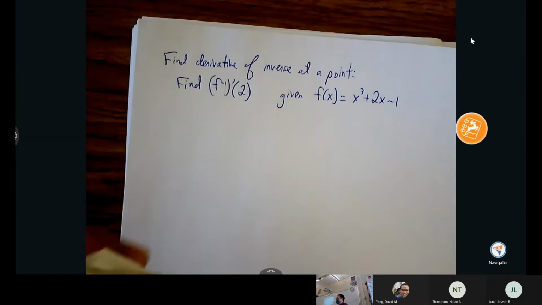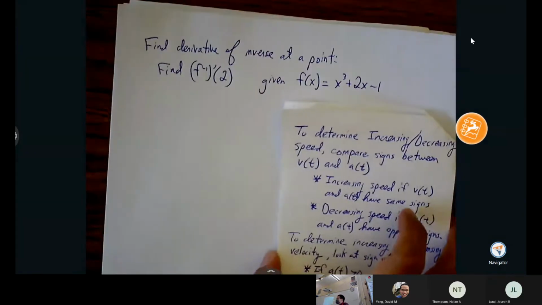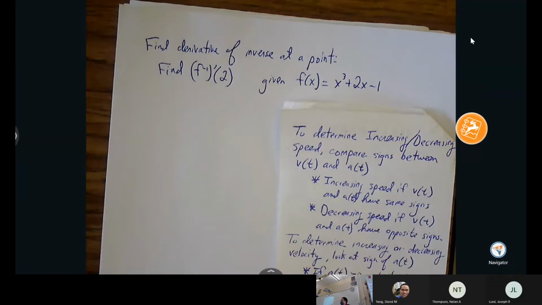Okay. Thomas, do you need a sheet of paper? Just like I was just taking problems from the textbook. Okay, I'll give you a notebook.